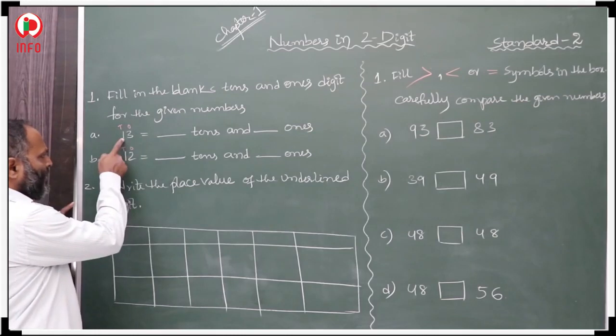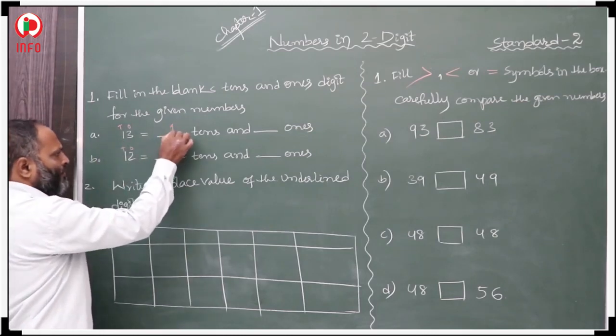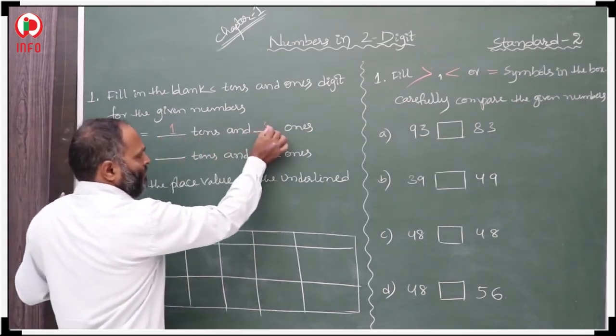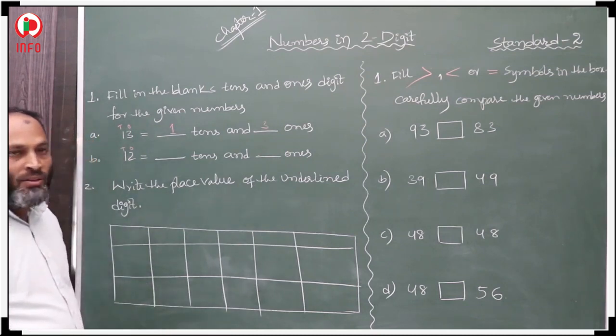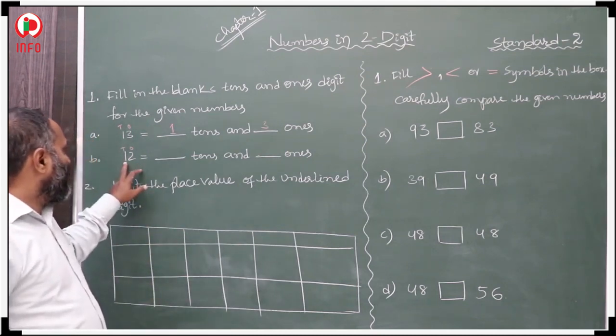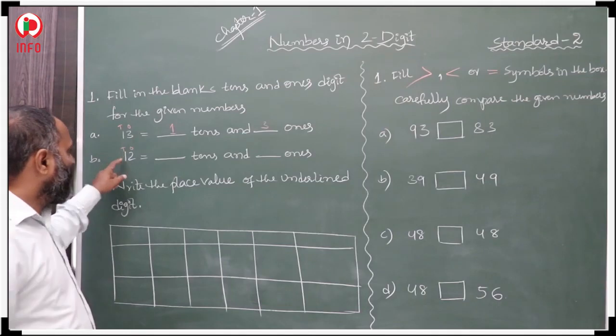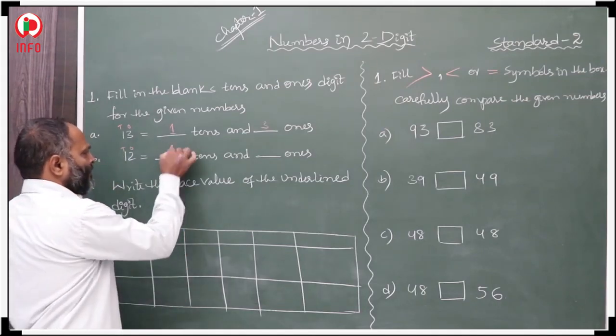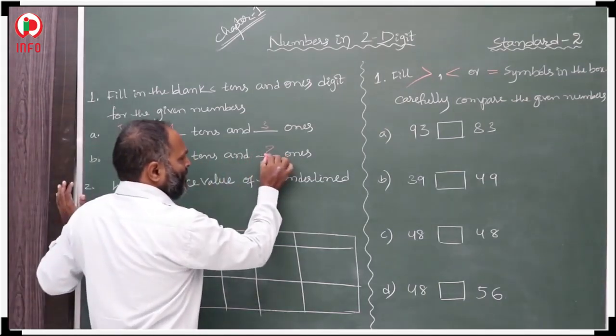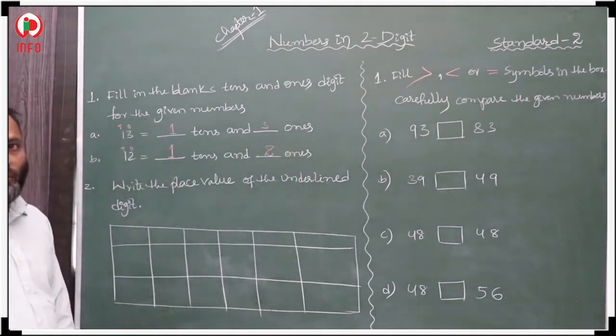Dash tens means 1 tens, 3 ones. 1 tens, 3 ones. In the same way 12. In 12, 1 ten and 2 ones.